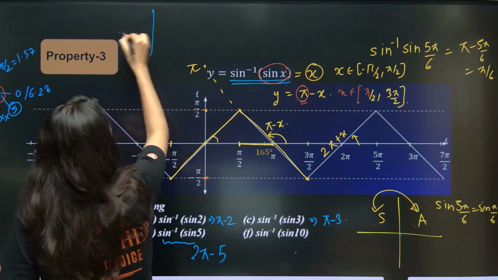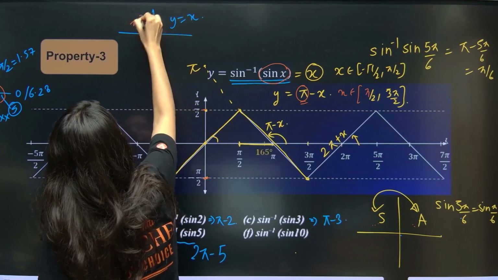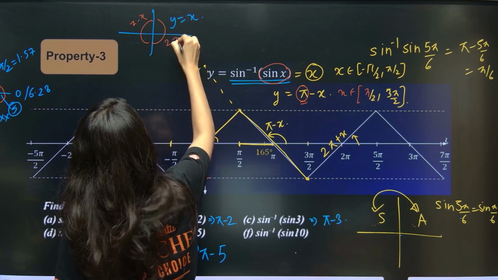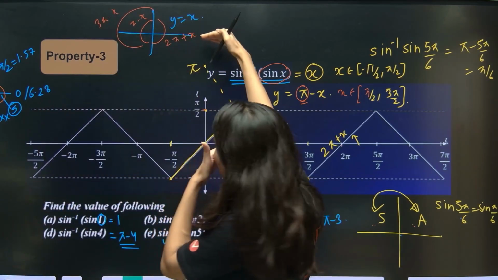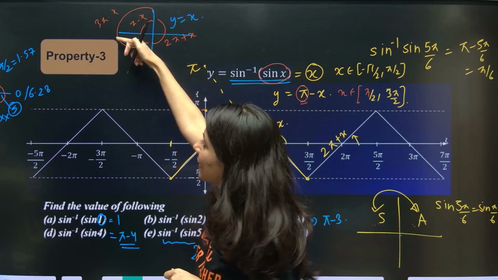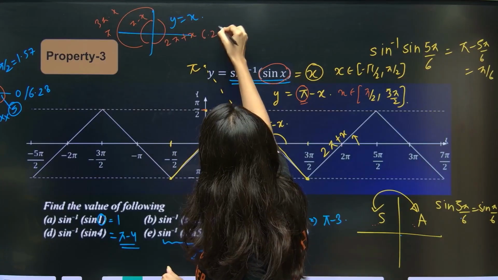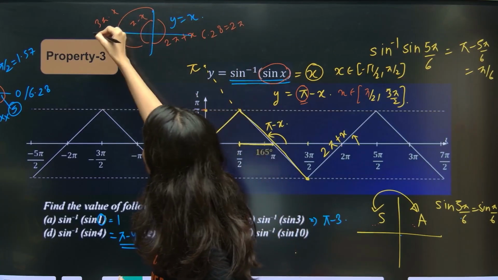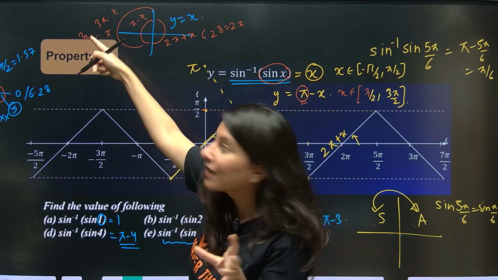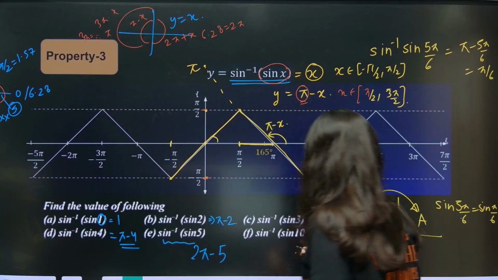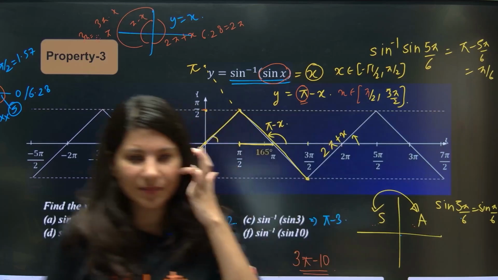See, understand. First of all, here y is equal to x. Here it will be pi minus x. Here it will be again 2 pi plus x. And next will be 3 pi minus x. Now tell me, this was 0, 1.57, 3.14, which is pi. Then this is 6.28, this is 2 pi. And now 3 pi will be here, 10 point something, right? So 3 pi minus x, so this is 3 pi minus 10. Easy now? Now it is easy.